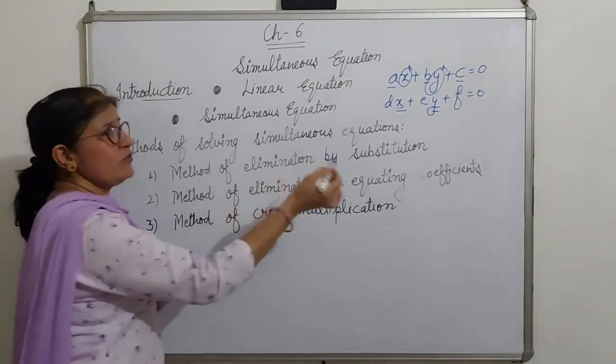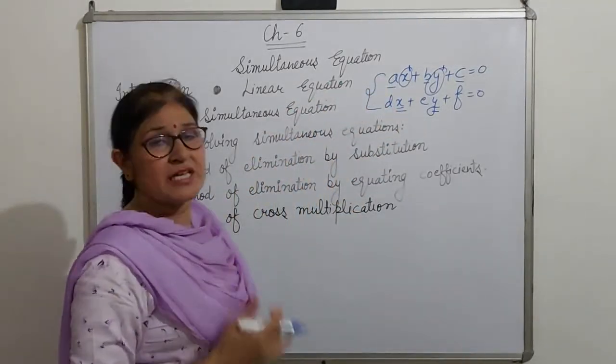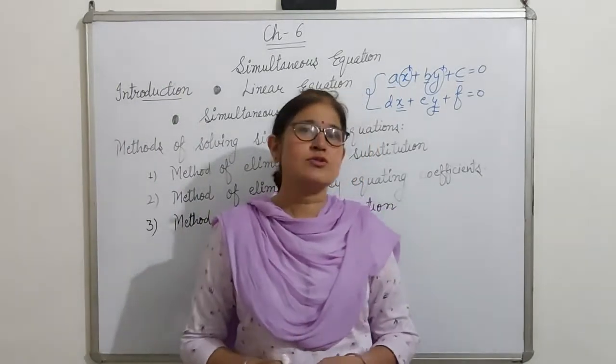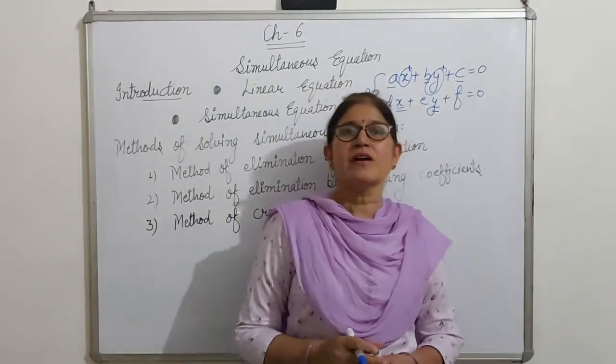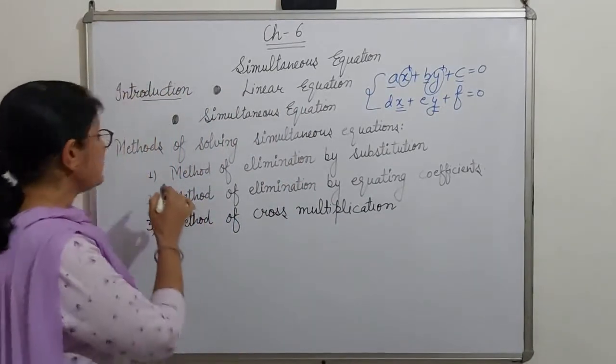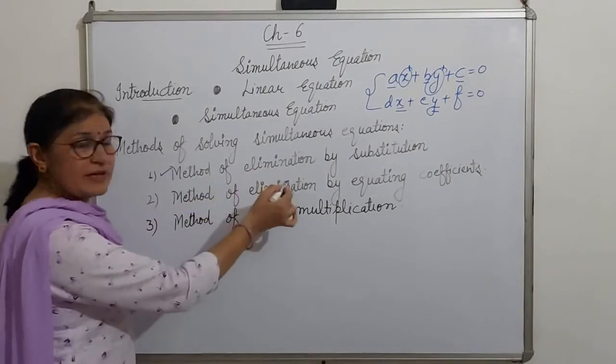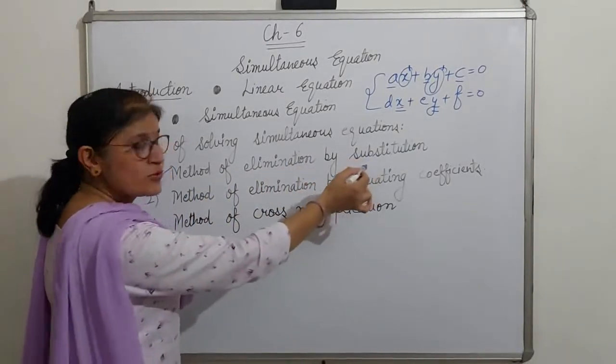We have to solve these two equations, means like the simultaneous equations are given in the chapter. You have to solve them. You have to find value of x and y. Now how to find value of x and y? There are three methods. The first method is method of elimination by substitution.